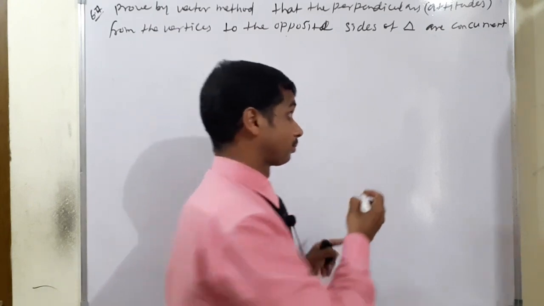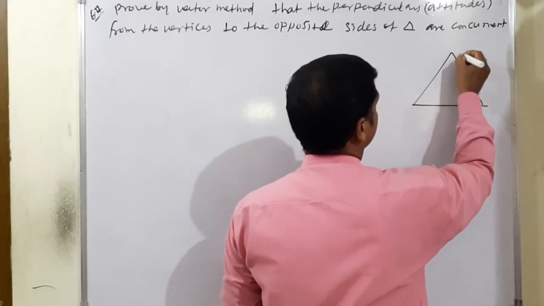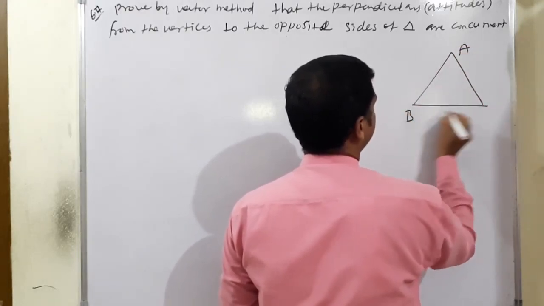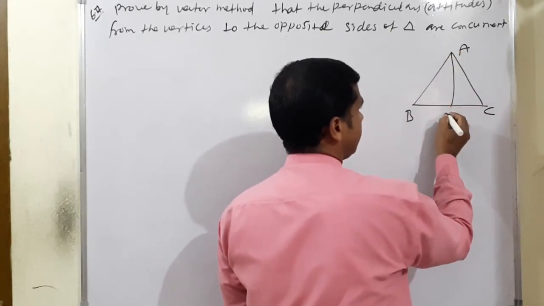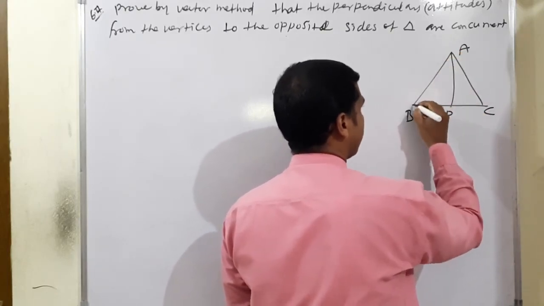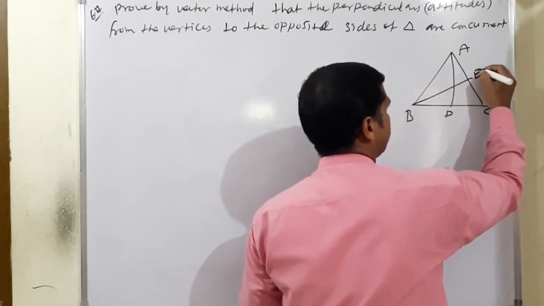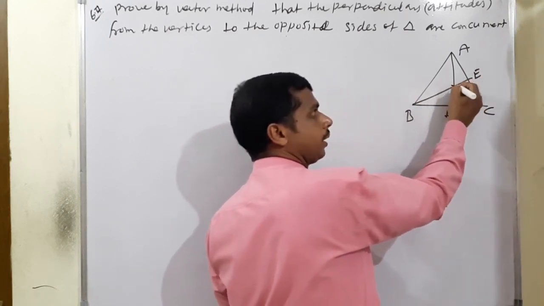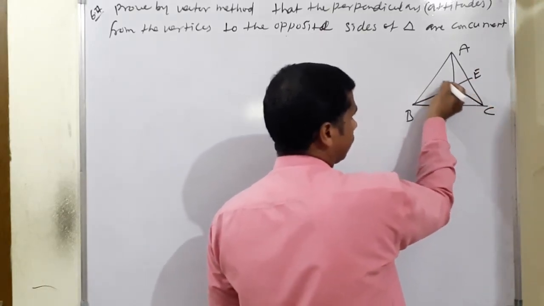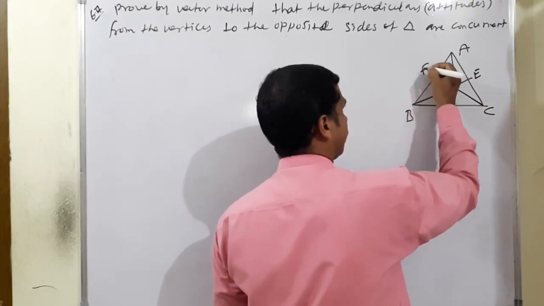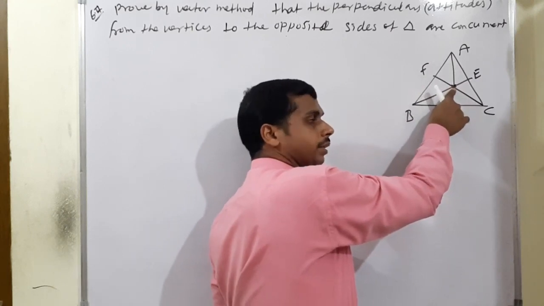Example, consider one triangle with A, B and C. D is the midpoint of one side, and from another vertex we join B to E, which is called an altitude. Then another one intersects at a point, that is called F. So all three lines meeting at one place is called concurrent.